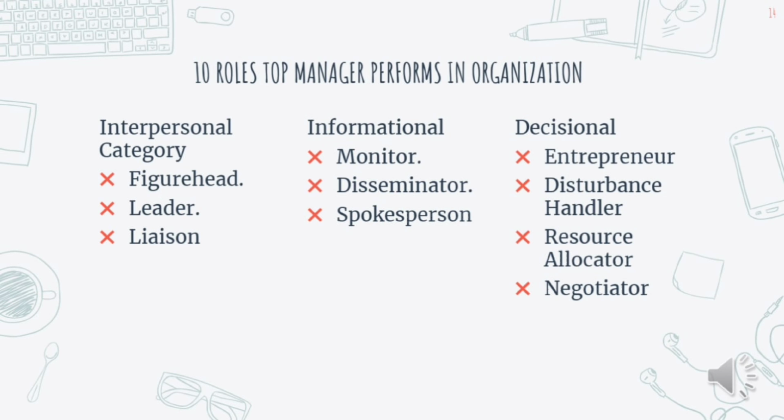Number 2, disturbance handler. When an organization or team hits an unexpected roadblock, it's the manager who must take charge. Managers also need to help mediate disputes within it. Number 3, resource allocator. A manager also needs to determine where organizational resources are best applied. This involves allocating funding as well as assigning staff and other organizational resources. And lastly, negotiator. A manager may need to take part in and direct important negotiations within their team, department, or organization.